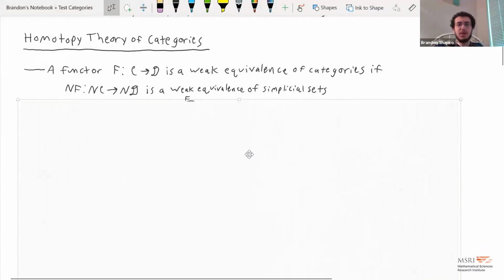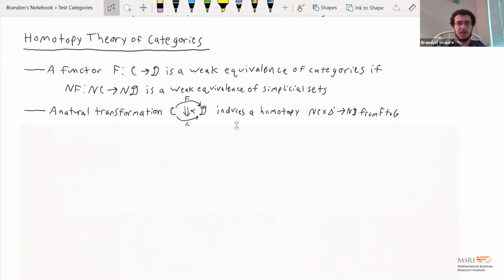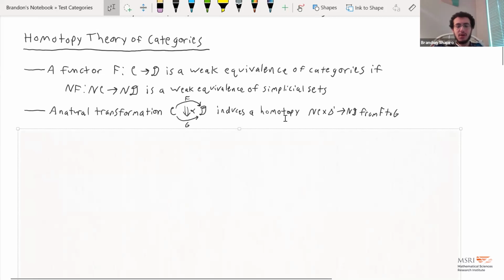And this is a much weaker notion than equivalence of categories. In particular, we know that if you have a natural transformation between two functors, that induces a homotopy between them, because that's true at the level of their nerves. So already we have that any adjunction between two functors behaves like a homotopy equivalence, because natural transformations are inverted in this homotopy theory, is how I like to think of it.